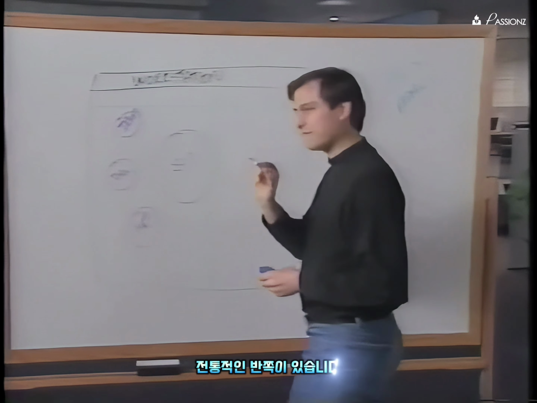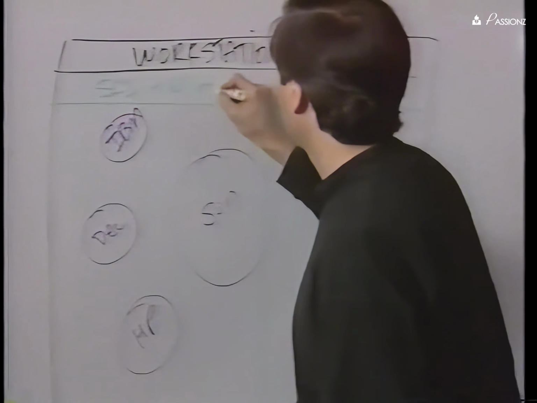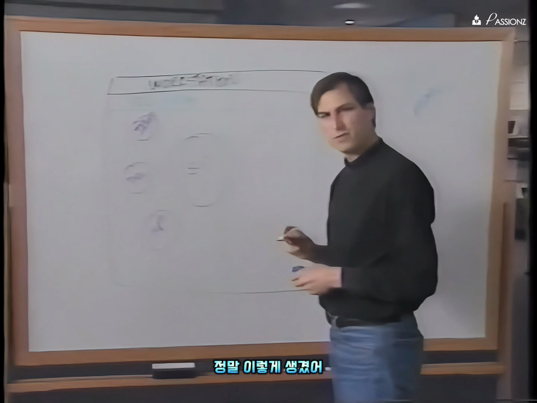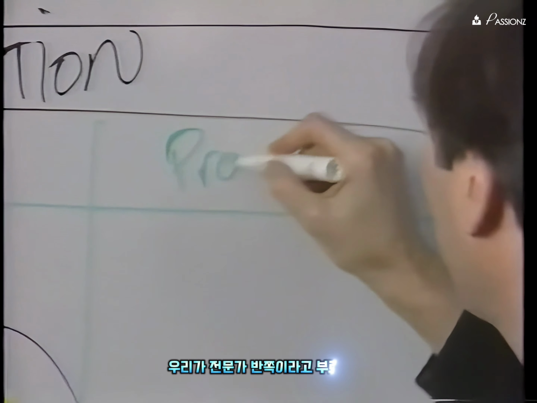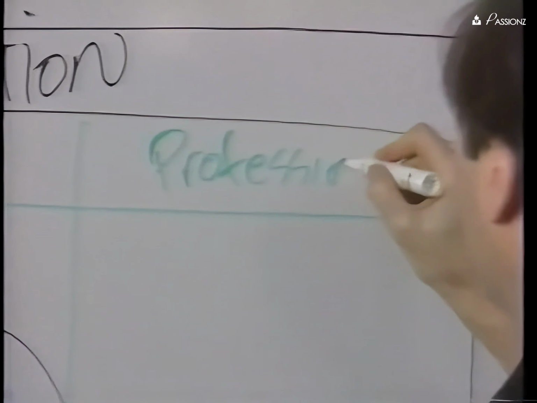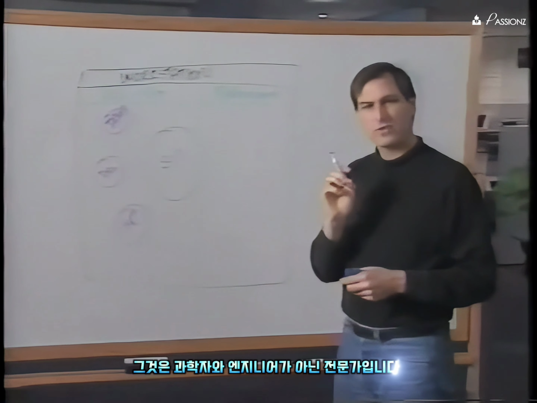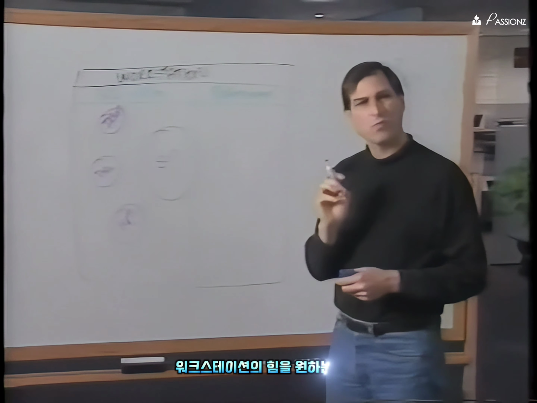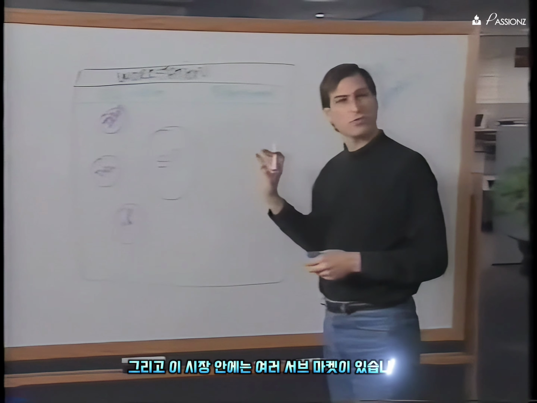There's the traditional half, which is what we've come to know and love, science and engineering, which does indeed look just like this. But there's a new half emerging, which we're calling the professional half. That is, professionals that are not scientists and engineers who want the power of workstations. And inside this marketplace, there are several sub-markets.